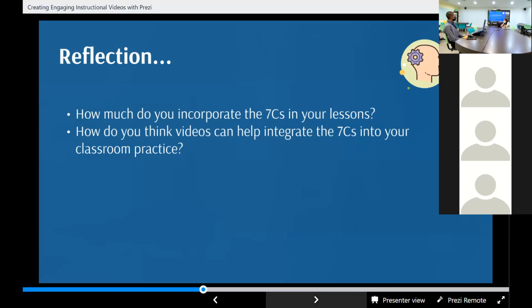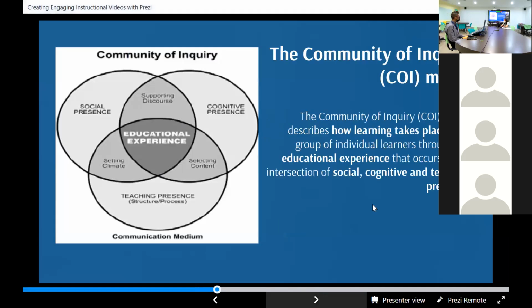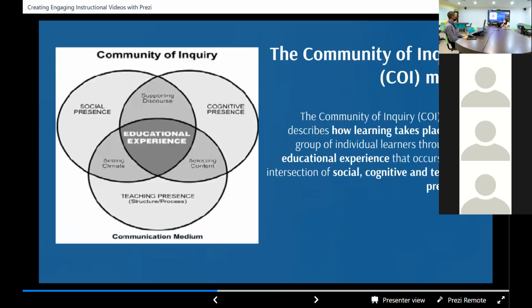No problem. Okay, let's move on to the next part. We have actually looked at two things already, the ISTE and also the 7 Cs. And one last one before we go for our break. Perhaps this one, I think you have seen it before. It's called the Community of Inquiry, the COI model.